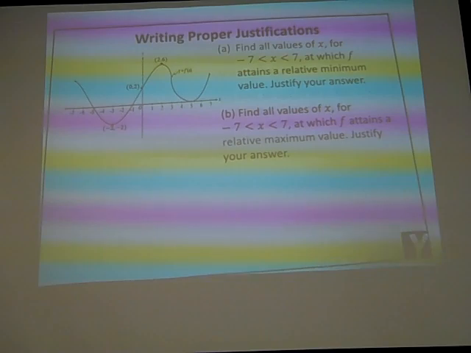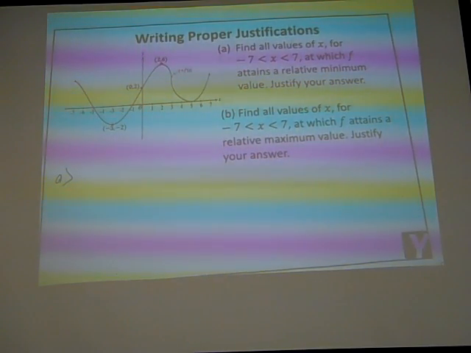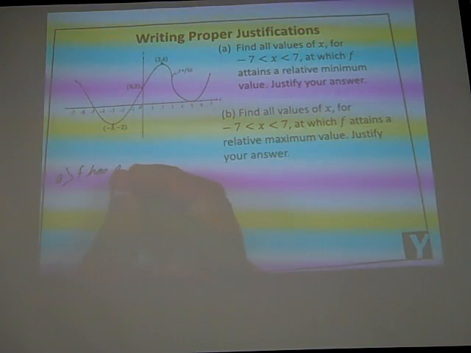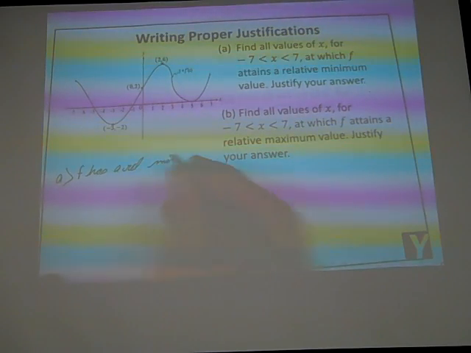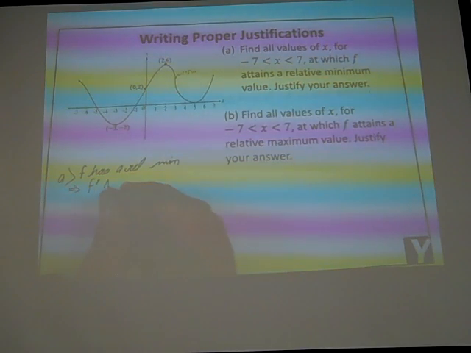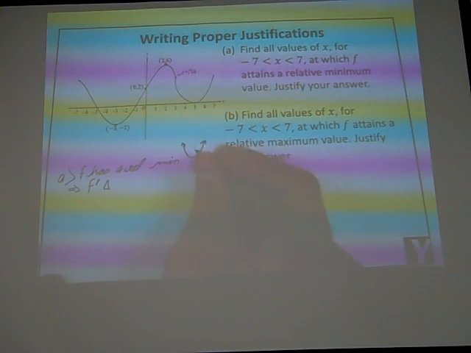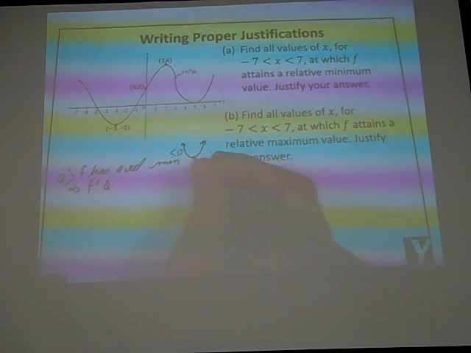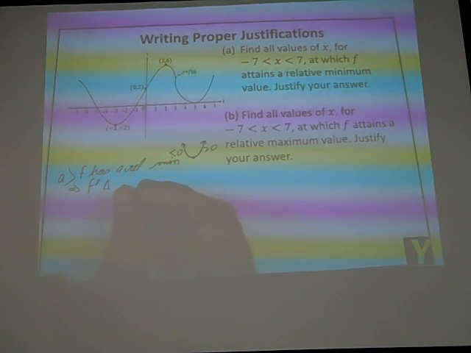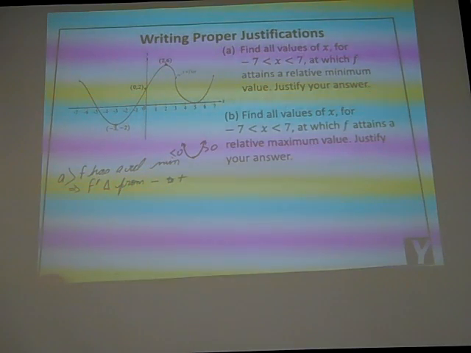So question A, find all values of x for which f attains a relative minimum. So this is what I would want to see. f has a relative minimum, and we can just abbreviate that REL MIN. Well, what does that tell me? That means that f prime must be changing. If f has a relative minimum point, then before that minimum point the derivative is negative. After that minimum point the derivative is positive. f prime changes from negative to positive.